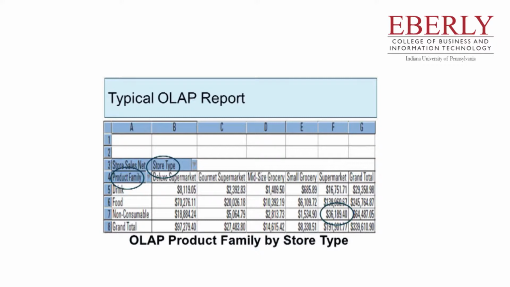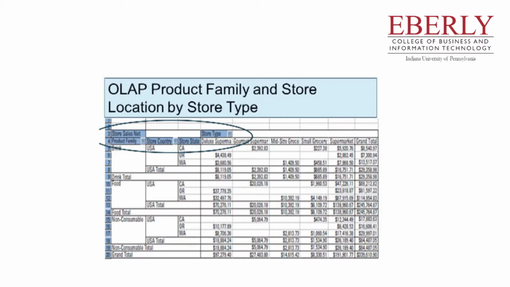As stated earlier, the distinguishing characteristic of an OLAP report is that the user can alter the format of the report. Figure 9.17 shows such an alteration. The user added another dimension, store country and store state.